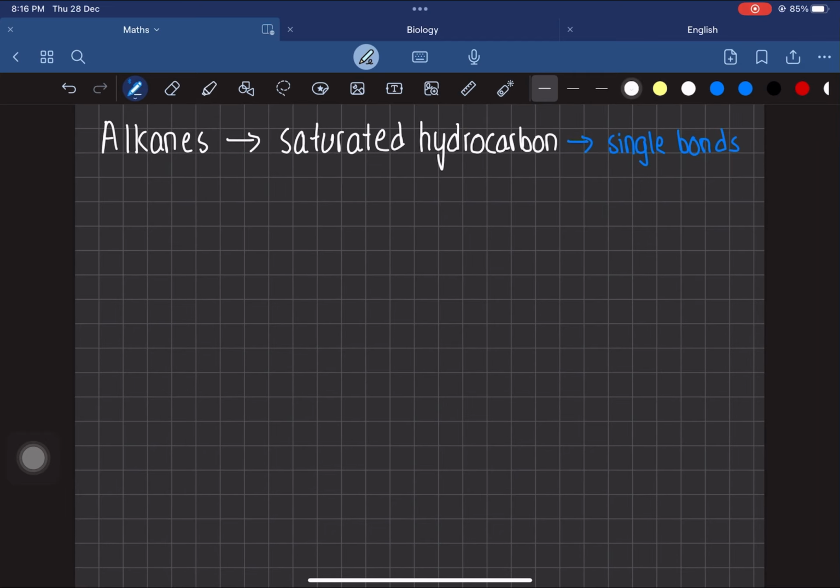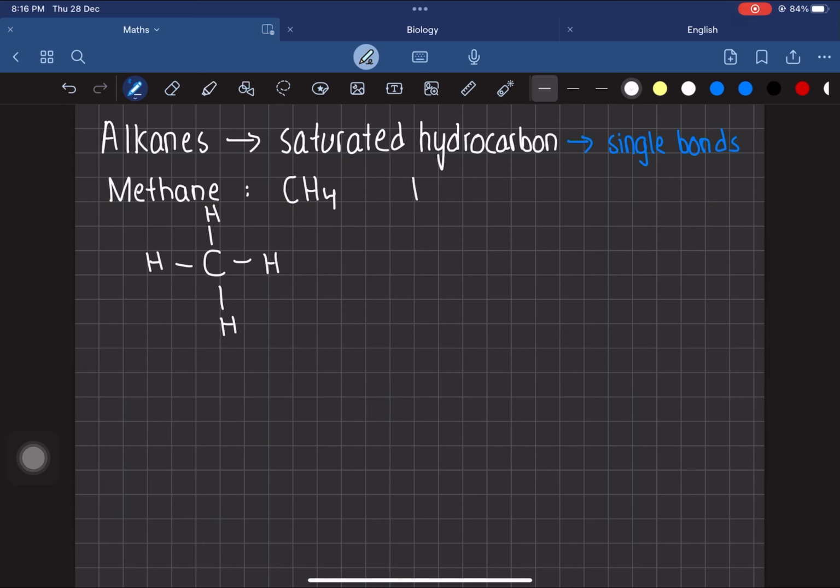Now let's draw the structural formula for methane. First of all, let's find out the molecular formula for methane, which is CH4. So we know that there is only one carbon and carbon makes 4 bonds. So there will be 4 hydrogens with the carbon. So this is the structural formula for methane.